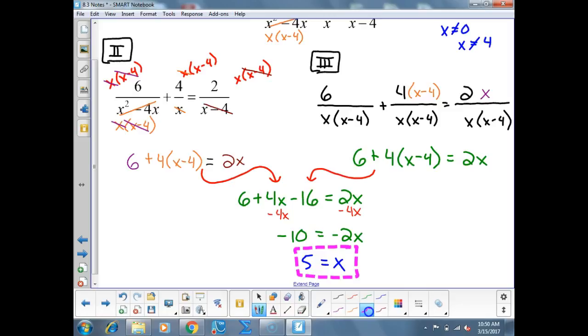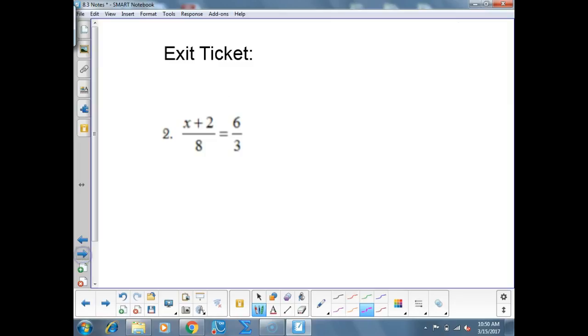Exit ticket for today. On the back side of your note sheet that we gave you, I would like you to do number 2 on the back side of the note sheet that we gave you at the beginning of class. This number 2. That is your exit ticket today.